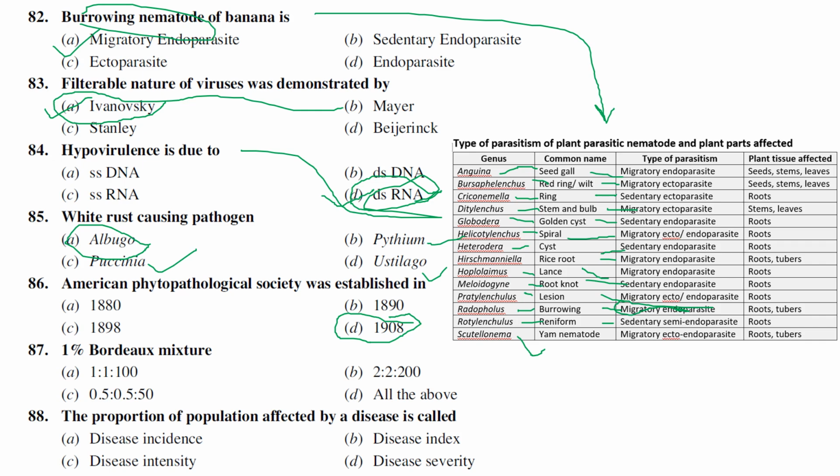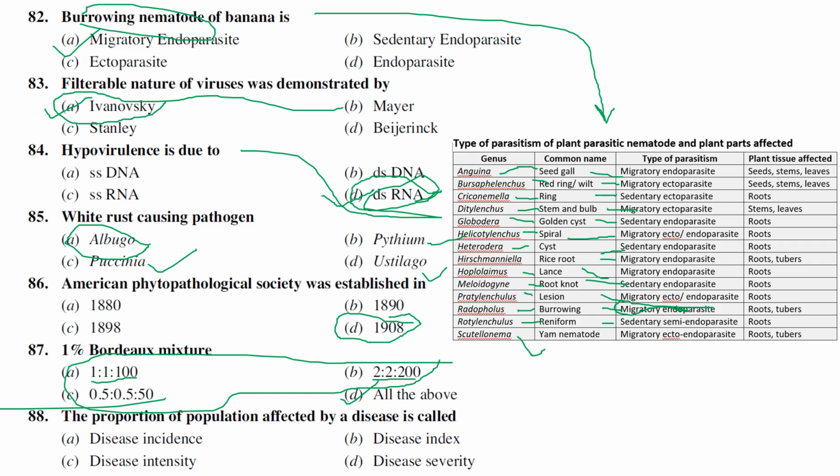Next one, 1% Bordeaux mixture contains: 1:1:100, that is 1 kilogram of copper sulfate, 1 kilogram of hydrated lime, 100 liters of water; 2:2:200; 0.5:0.5:50; or all the above. So the answer is all the above, because all the compositions are the same, only the numbers changed, but the composition is the same, right?